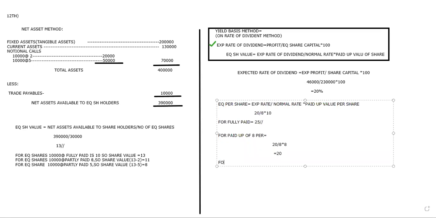And the last one, for paid up of 5 per share. The same amount will be there, that is 20 divided by 8, but this time what is the paid up value? 5 rupees, isn't it? So how much is it going to be? 12.5. Done? Is this clear?